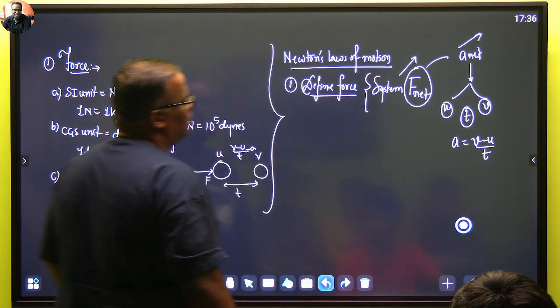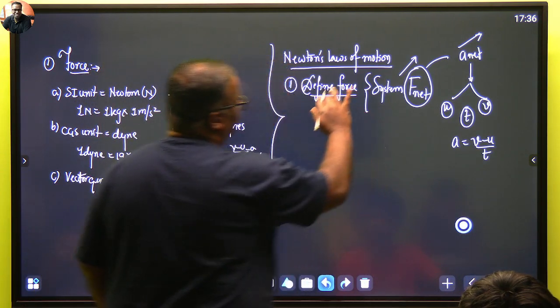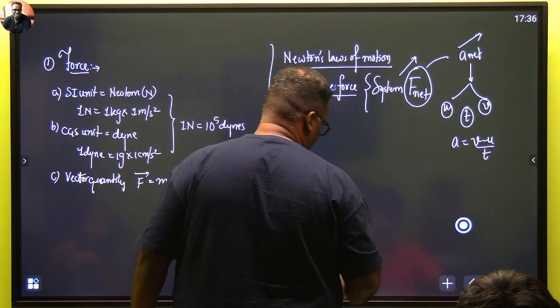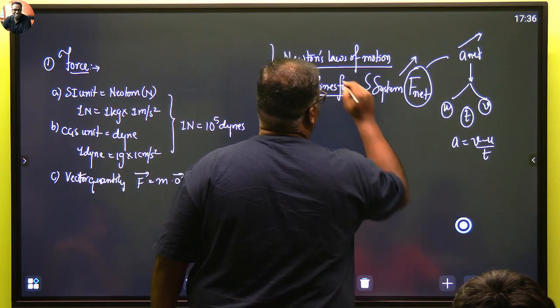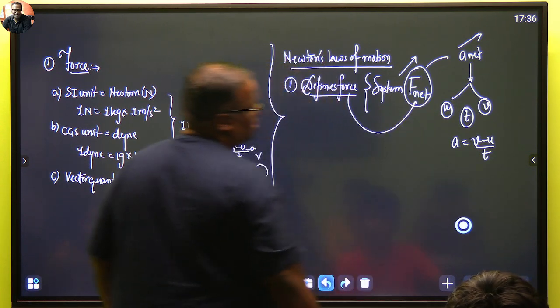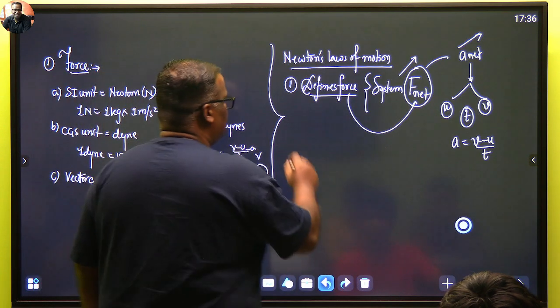That's what I'm saying. Okay, so this is the first law. The first law gives you a definition of force, what exactly force is. And when we talk about force, we actually mean the net force that is acting on a system, the net force. Then we come to the second law.